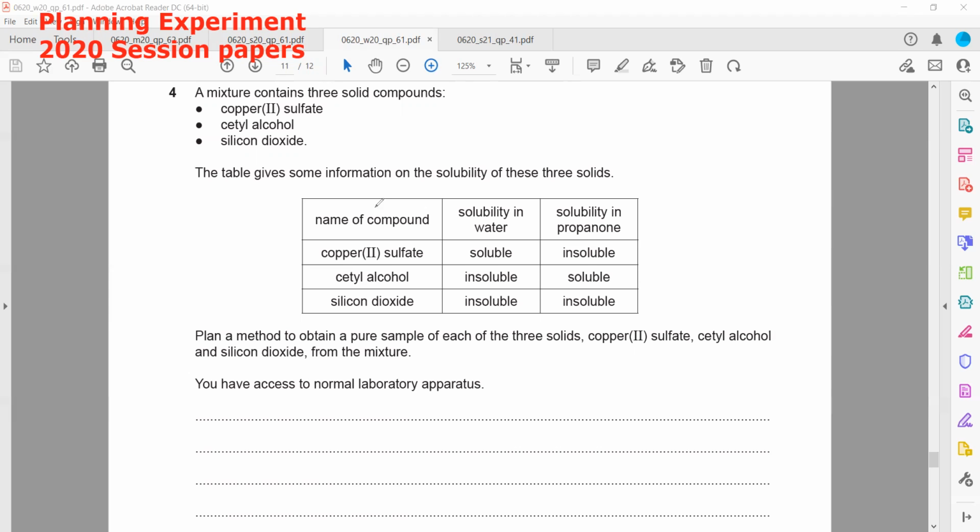The solubility is given. The copper sulfate is soluble in water and it is insoluble in propanol. Cetyl alcohol is insoluble in water, but it is soluble in propanol. And silicon dioxide is insoluble in water and also insoluble in propanol. So we have to plan a method to obtain a pure sample of each of the 3 solids. Like we want to separate copper 2 sulfate, cetyl alcohol, and silicon dioxide, all from each other.